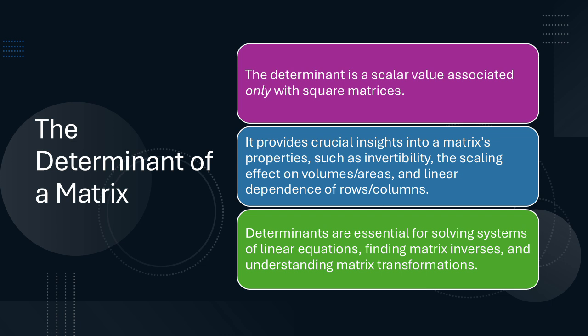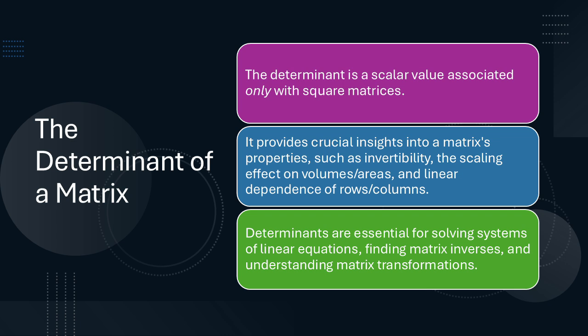Multiplying a row by a scalar scales the determinant by the same factor, but adding a multiple of one row to another doesn't change the determinant at all. So it's like rearranging furniture in a room. The room size stays the same even though the layout has changed. These operations give us a way to manipulate the matrix without altering its fundamental character.